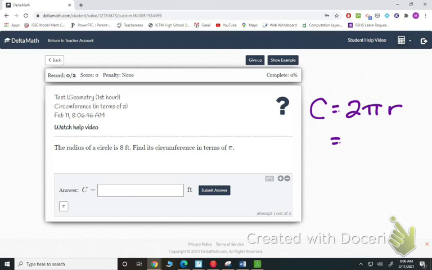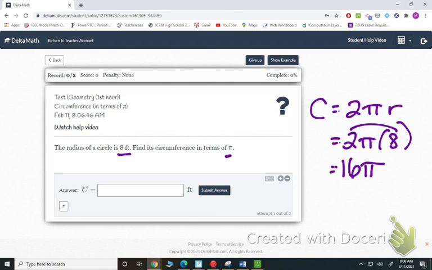We know the radius in the problem is 8 feet. So I'm going to take 2 pi times 8. And again, we're going to leave our answer in terms of pi. So in this problem, 2 times 8 is 16. So my answer is going to be 16 pi.